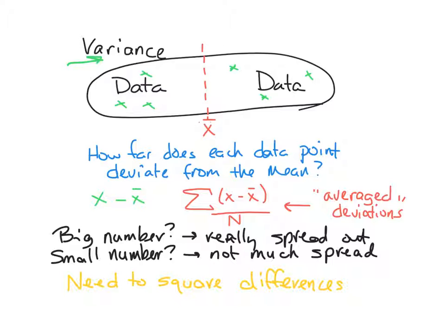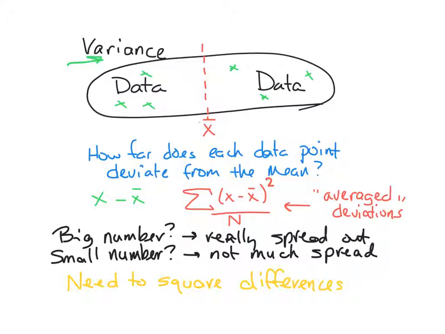So to take that into account, when we do our differences, we're going to square each one, because when you square something, it always becomes positive. So really, I'm not getting the true average deviation. I'm getting the squared average deviation, which is a big deal.